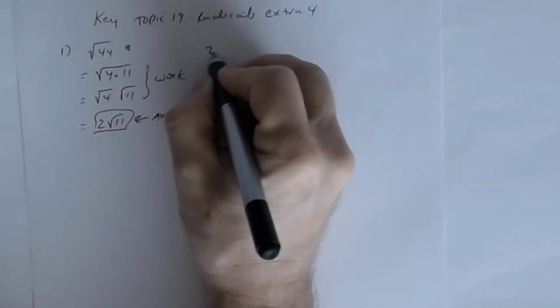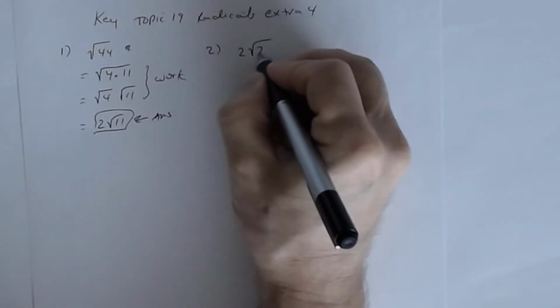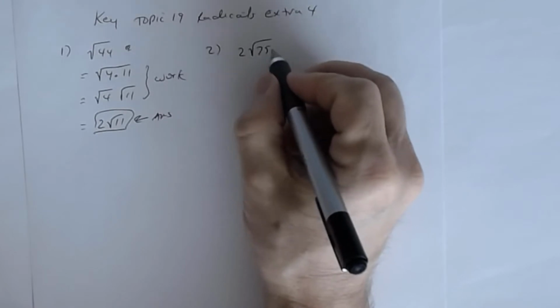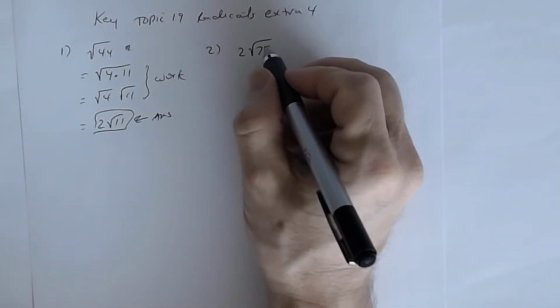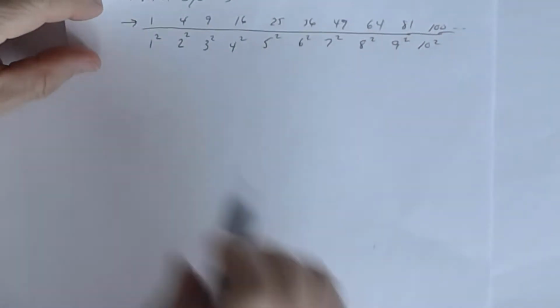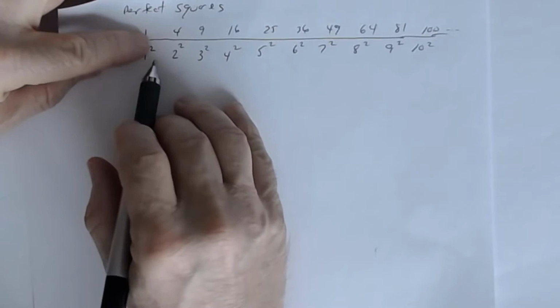Okay, number 2. We have 2 times the square root of 75. So again, I'm dealing with a square root. 75 is not a perfect square, and so I want to look for a perfect square. Remember, one is a perfect square that goes into all of them, so let's not worry about one.